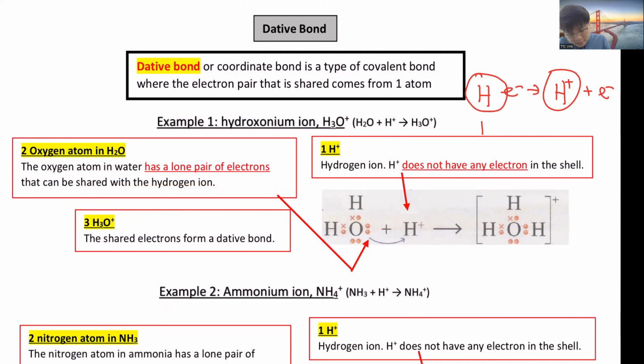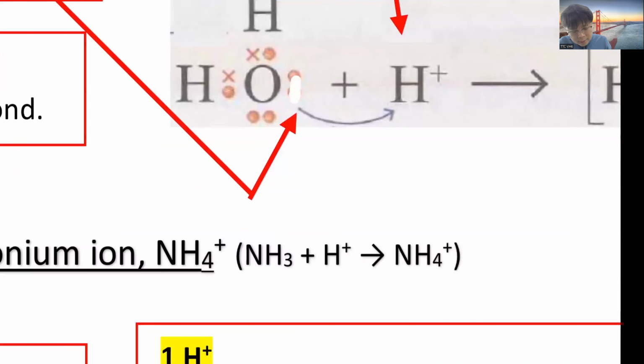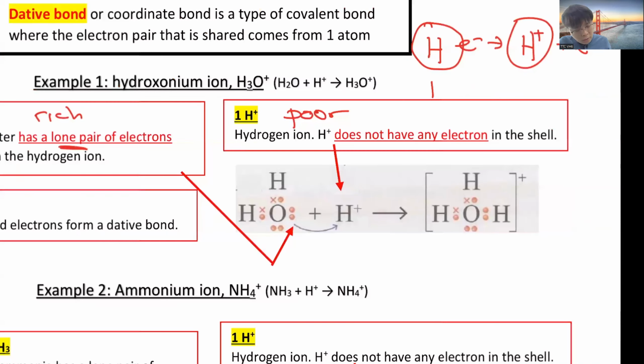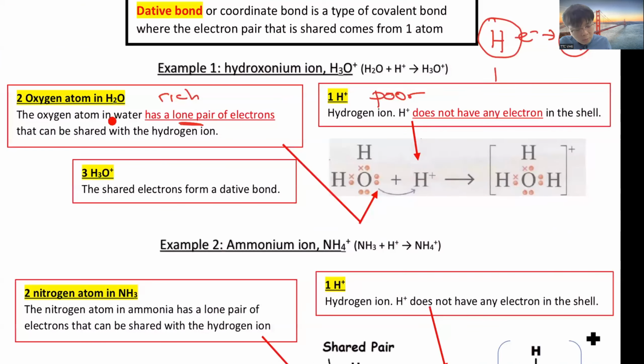Let's say I call this one poor, no electron. You need someone rich, which has a lone pair of electrons. You can see the water here: you have these two electrons that are not shared. This one shares with the hydrogen, this one shares with the other, but these two are an extra pair that can be shared. So we say the oxygen atom in water has lone pair of electrons that can share with hydrogen ion. So this will come to here, then they share together. So this is called dative bond.